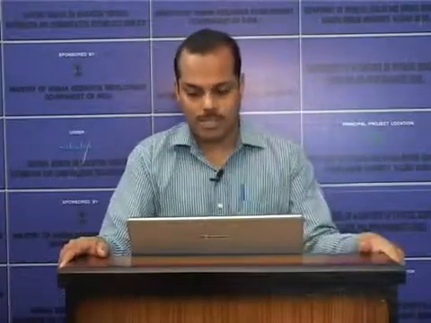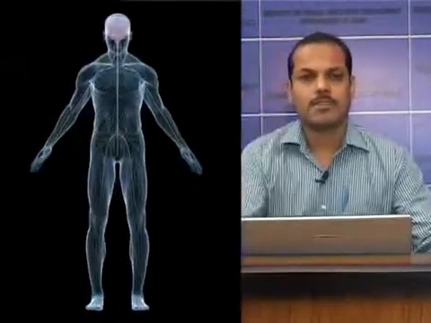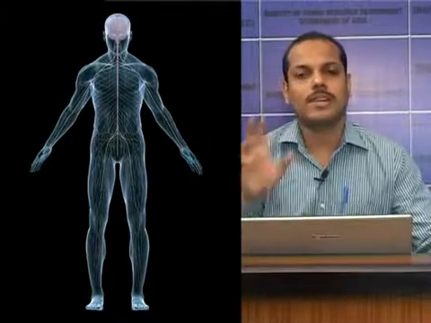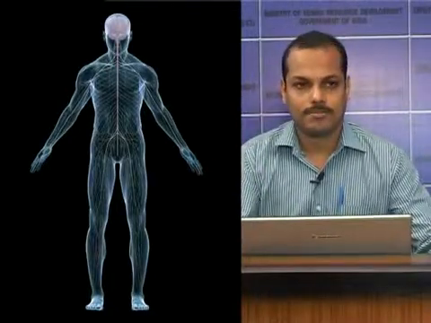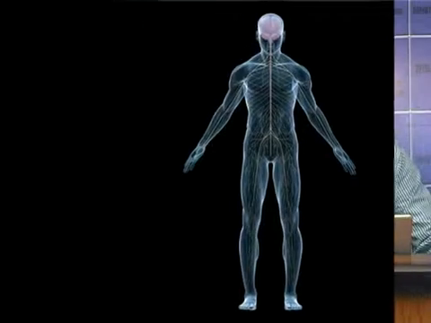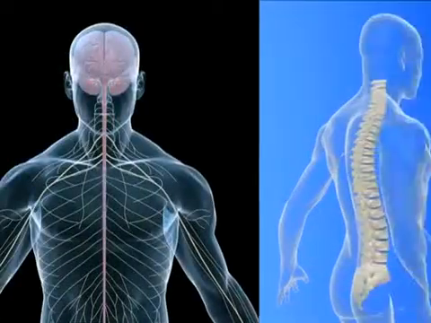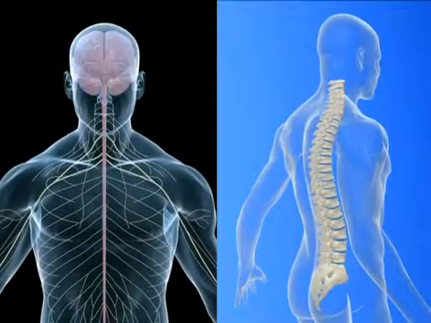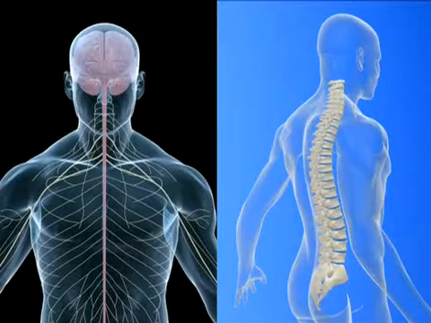Now, when we discuss the human nervous system, we can divide it into two parts: a central nervous system and a peripheral nervous system. The central nervous system consists of the brain and spinal cord. So the central nervous system includes the brain and spinal cord. It is the center of integration and control, or the center of interpretation and control.